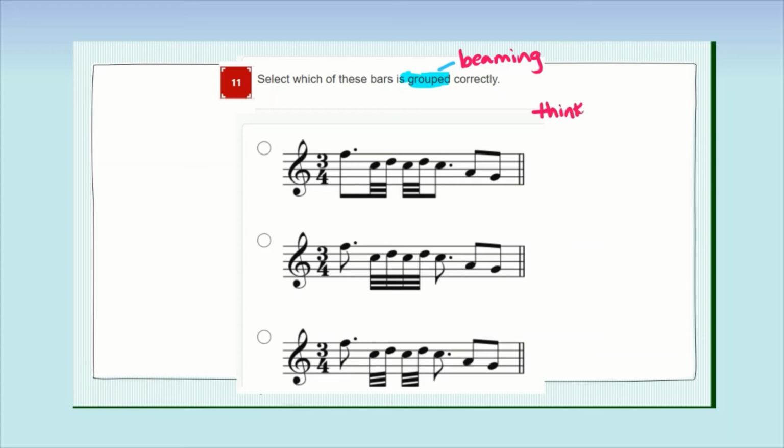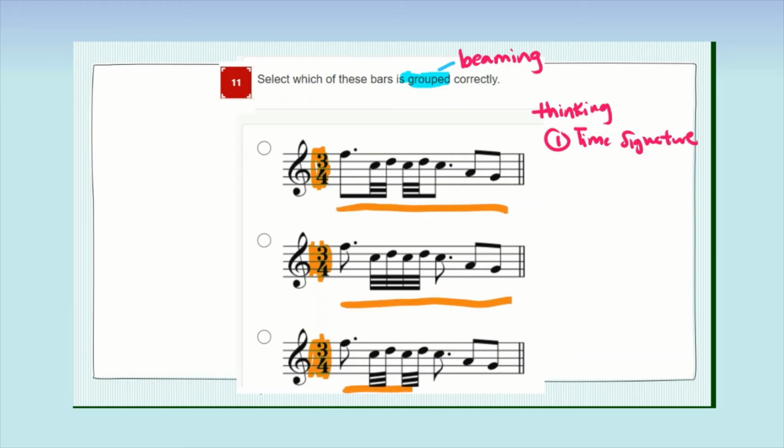We have to look at the time signature. So first, take a look at the time signature, which is here. They are all the same time signature, just that the notes here are all grouped differently. So how are they supposed to be grouped?